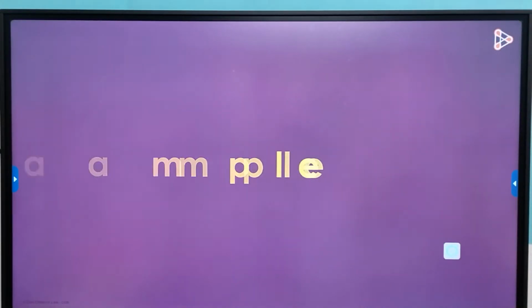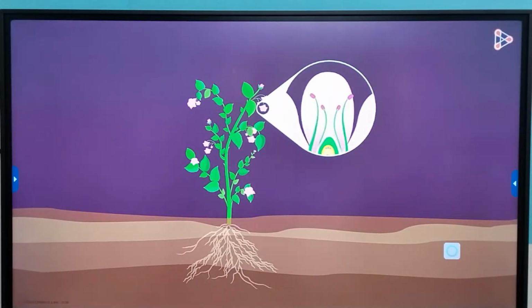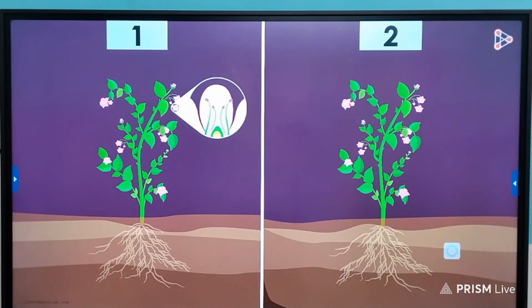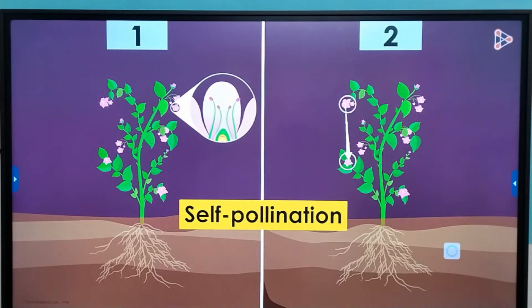Let's take a single plant which has these beautiful flowers. Now imagine one case where the pollen grains from this flower are transferred to the stigma of the same flower. The second case is when the pollen grains from this flower are transferred to the stigma of another flower, say this flower belonging to the same plant. This type, where the pollination occurs in the same flower or between different flowers of the same plant, is called as self-pollination. It is the type that involves a single flower or the flowers of the same plant.